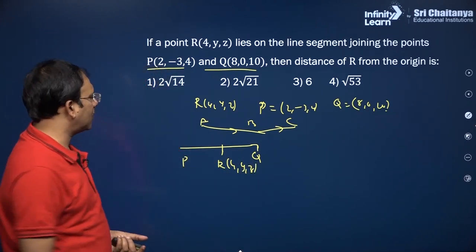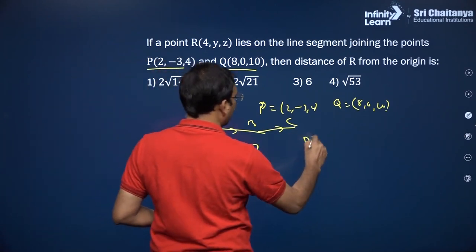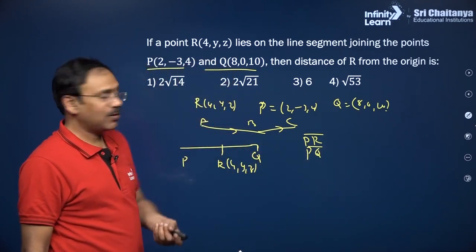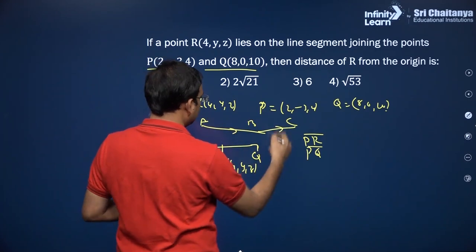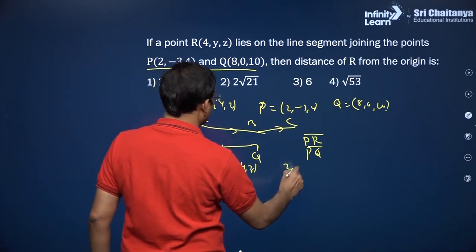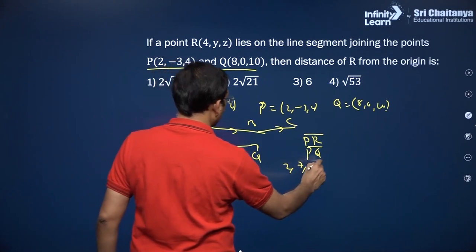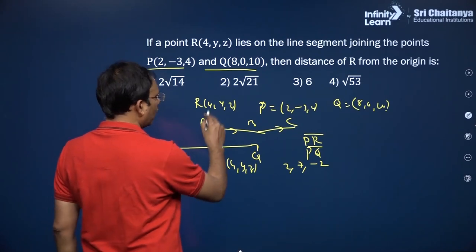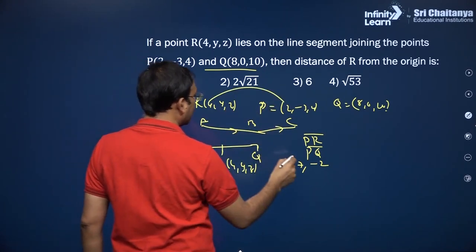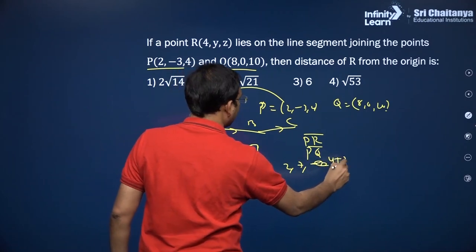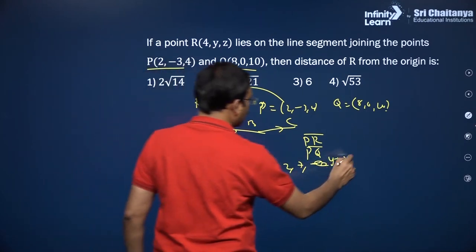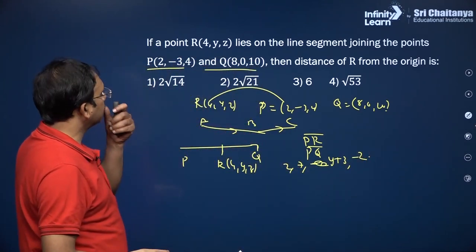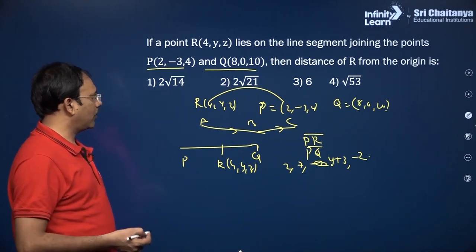So, how to apply collinearity? Find PR bar and PQ bar, they are collinear. That means one vector is some number times the other vector. PR bar you find: 4 minus 2 is 2, y plus 3, and 2 minus 4 is minus 2. Similarly, this is 4 minus 2, 2, this is y plus 3, this is 2 minus 4 is minus 2. Because we are just trying for the ratio in which R is going to divide.